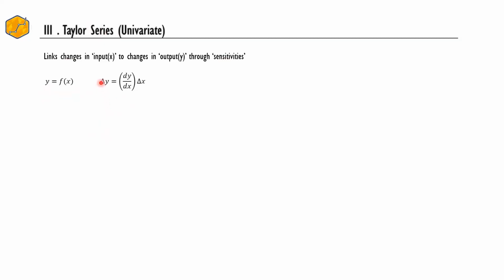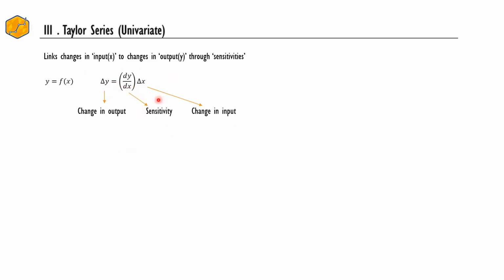The answer is this: change in Y is related to change in X through the slope. And this is the derivative of Y with respect to X. Also, you can think of this as the sensitivity of Y with respect to X. So this is change in output and that's change in input. How are these linked? Through the derivative or the slope or the sensitivity. This formula is given by Taylor series.